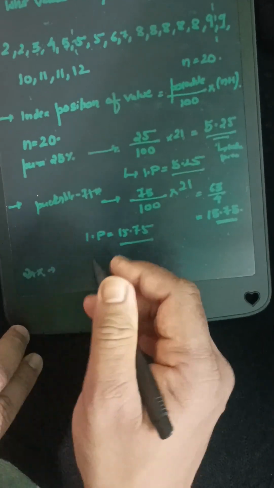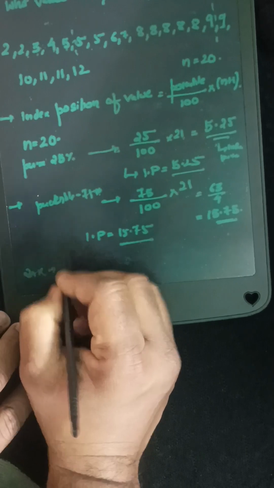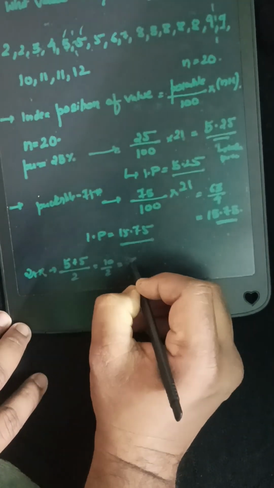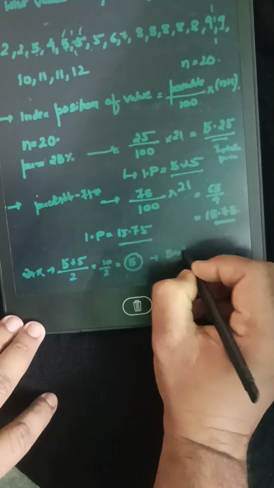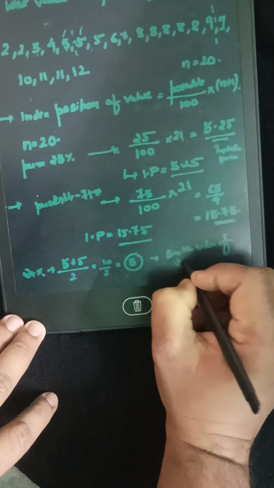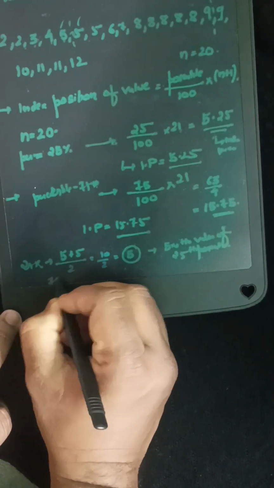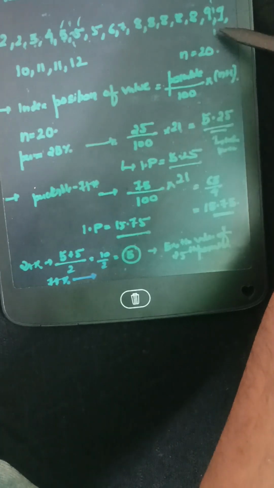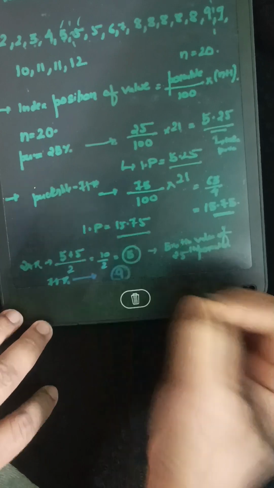For finding out the value for those parts, we need to calculate the mean value. So the mean value would be 5 plus 5, since these two data are the same, that is 10 by 2, and it would come out to be 5. So that means 5 is the value of the 25th percentile. Likewise for the 75th percentile, it would be 9 plus 9 by 2, that is 18 by 2, which comes out to be 9. So for the 75th percentile it would be 9.